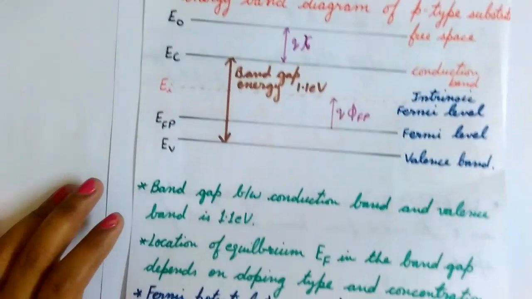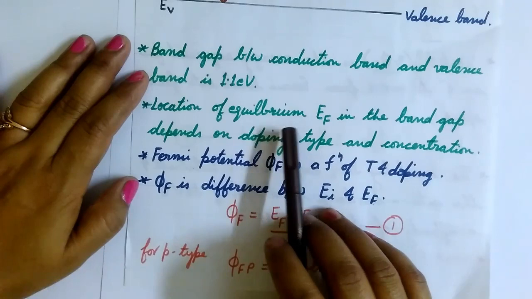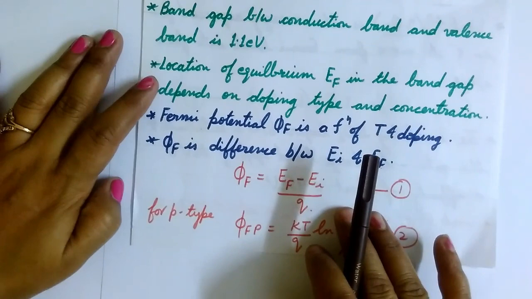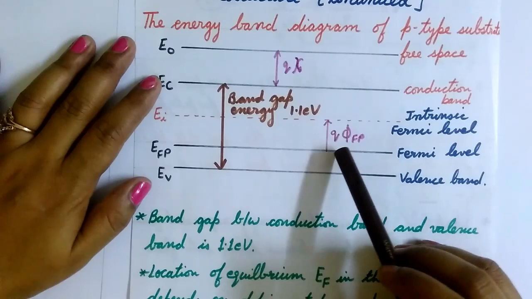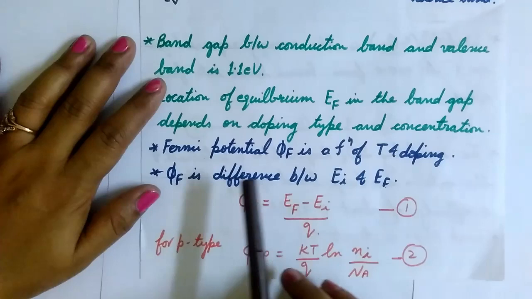So let's move ahead. What I have talked about just now, I have already made points here: the band gap between EC and EV is 1.1 electron volt. The location of the equilibrium Fermi level depends upon the doping type and concentration. And the Fermi potential phi F, you can see here q into phi FP, where P just denotes the P-type substrate. In general, phi F is called the Fermi potential, and it is a function of temperature as well as doping.